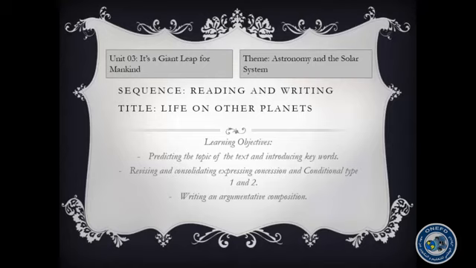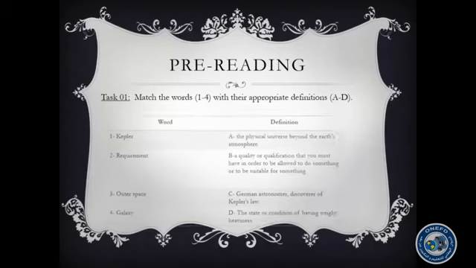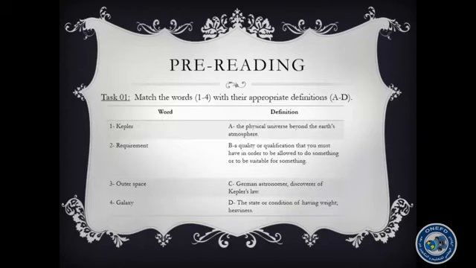So before we start our lesson, we must have a lead-in or a warm-up, or what we call in English a pre-reading. The pre-reading task is you're going to match the words 1 to 4 with their appropriate definitions from A to D. As you can see before you, you have a chart with 2 columns. The left column has words and their definitions are on the right side.